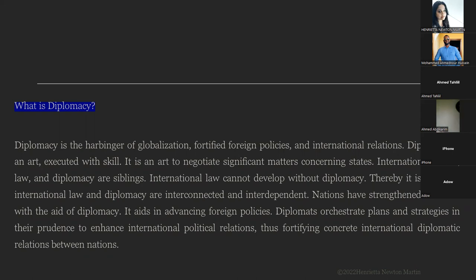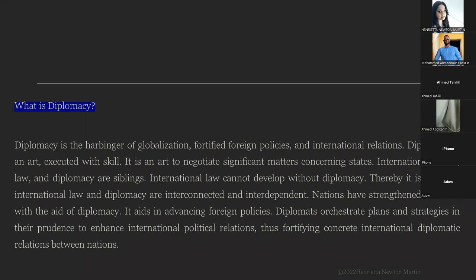Nations have strengthened their ties with the aid of diplomacy. It aids in advancing foreign policies. Diplomats orchestrate their plans and strategies in their prudence. That means they really strategize their plans. They root their plans in their wisdom and prudence to build international political relationships. And thus they fortify and strengthen concrete international diplomatic relations between nations.